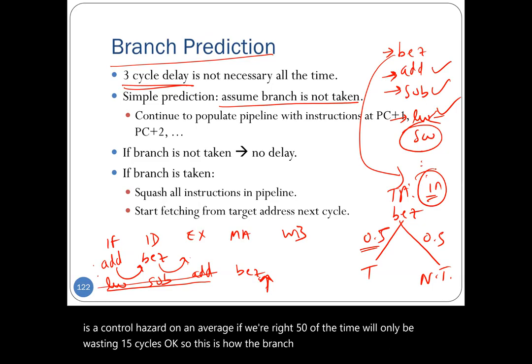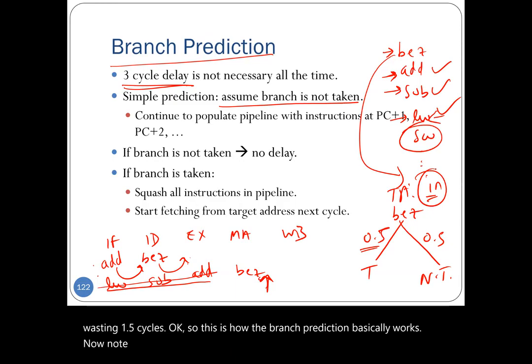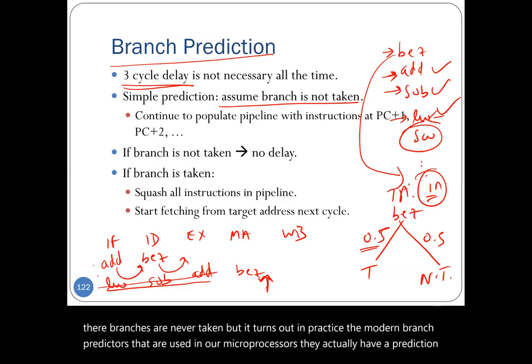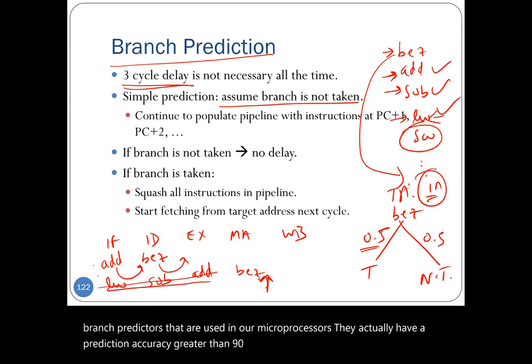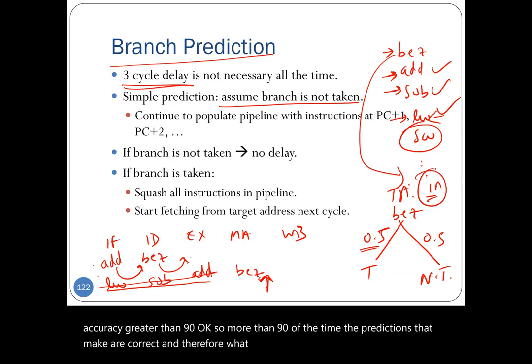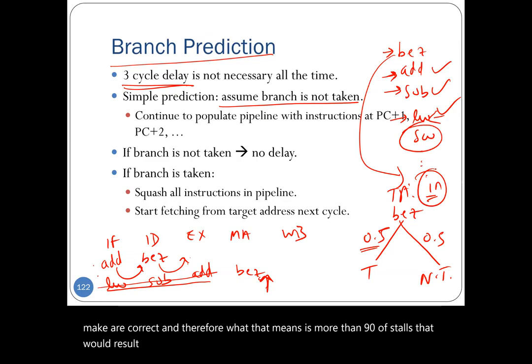Now note that in ANA, this branch prediction is very naive. It is always assuming that branches are never taken. But it turns out in practice, the modern branch predictors that are used in our microprocessors actually have a prediction accuracy greater than 90%. Okay, so more than 90% of the time, the predictions they make are correct. And therefore, what that means is more than 90% of stalls that would result from control hazards are actually saved. So this is a very useful technique for boosting pipelining performance.